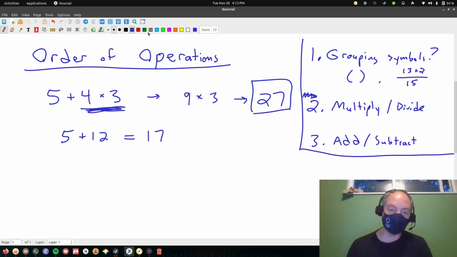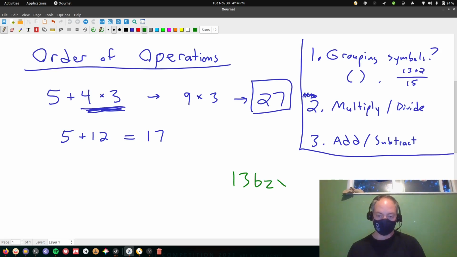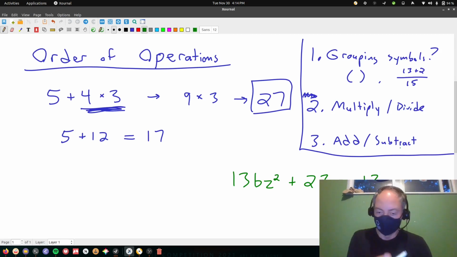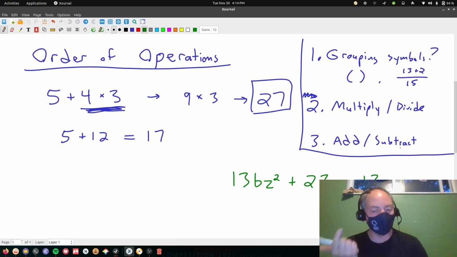At some point in your mathematical future, you might end up having to deal with something like this: 13 B Z X. I'm not even going to put X because it looks like a multiply sign. I'm just going to use other letters, even though usually they put X's in there. BZ squared plus 23Z minus 13. Okay, that's ugly. You guys don't have to deal with this yet, so don't panic. But I want you to see it because the way this is written down is actually kind of the reason for some of this order of operations stuff.